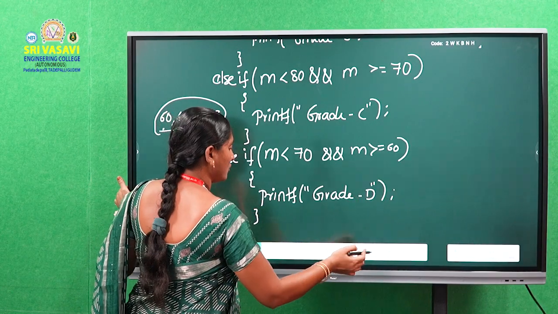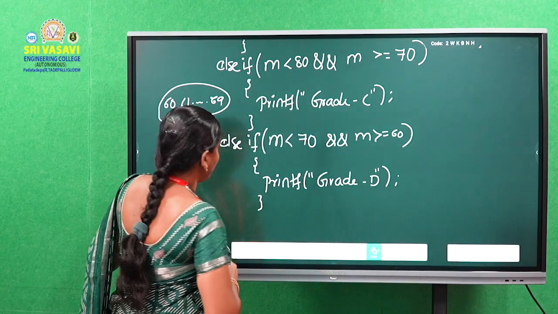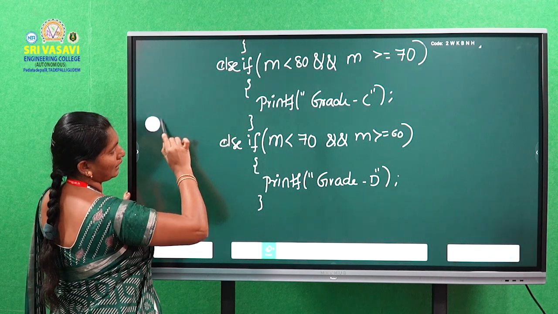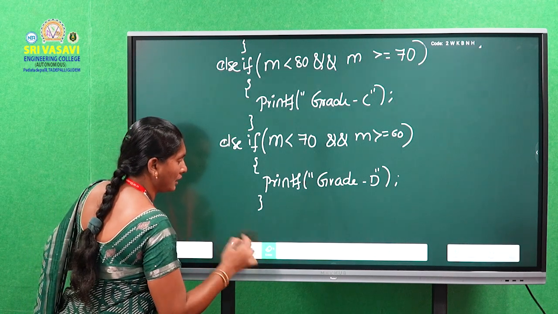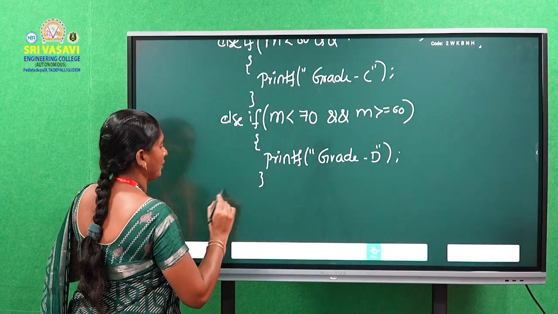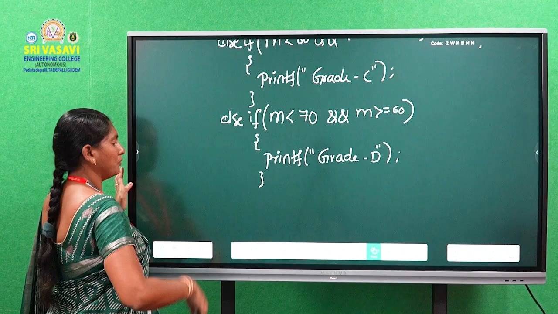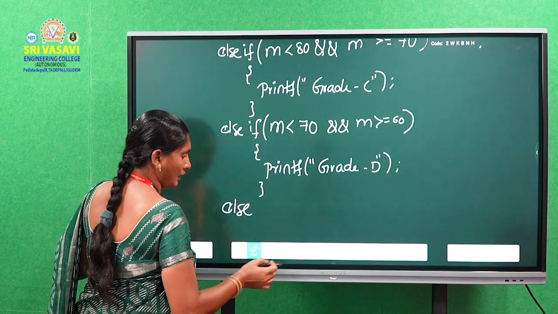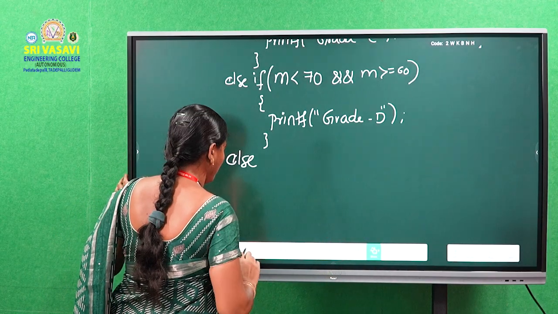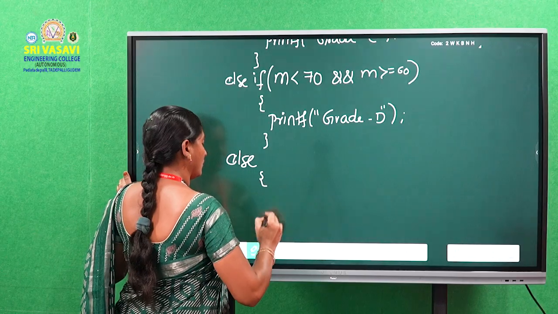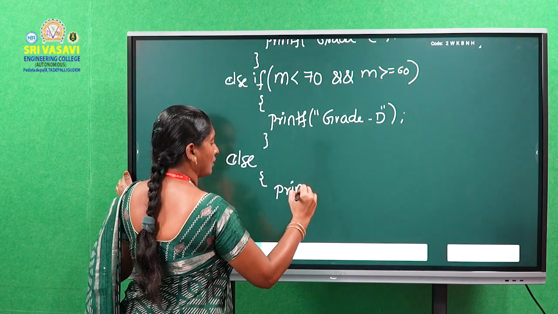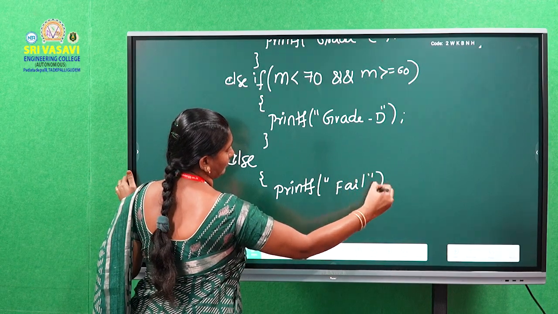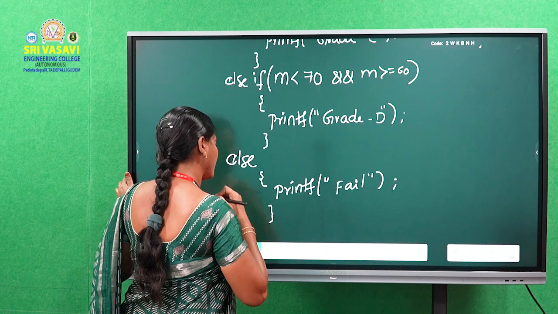So if this condition also fails, that means the student secured marks less than 60. Then I won't check any condition. Simply I will give the grade F. If all the above conditions fail, we will enter into else, because that is the last condition for me. So then I would like to print fail, or you can write grade F also.